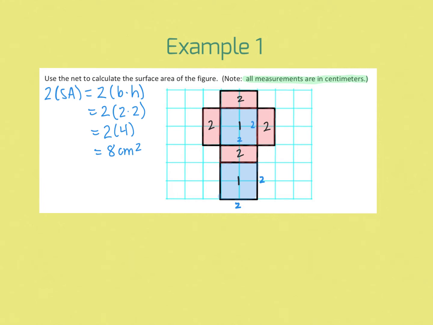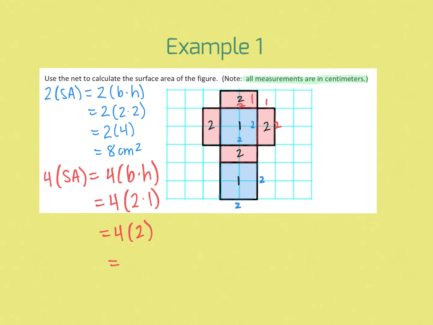And then in our second shape, we have 4 rectangles. And their dimensions are 2 by 1. And they are also that for the vertical rectangles. And we have 4 of them. So we would do 4 times the surface area equals 4 times base times height. So that's 4 times the base, 2, times the height, 1. So that's 4 times 2, which equals, again, 8 square centimeters.